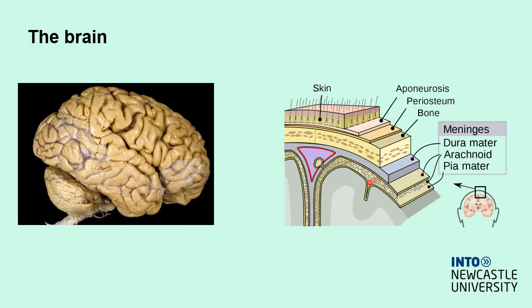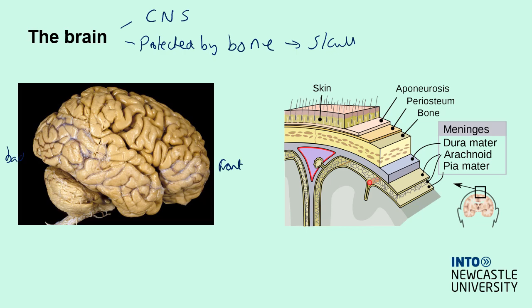In our previous video, when we were looking at the organisation of the nervous system, we said that the brain is part of the central nervous system and is protected by bone. So it's protected by the skull. And the brain that we've got here, this is the front of the brain. This is where your forehead is. This is the back of the brain. And this is the part of the brain that goes down to the spinal cord, continuous with the spinal cord.